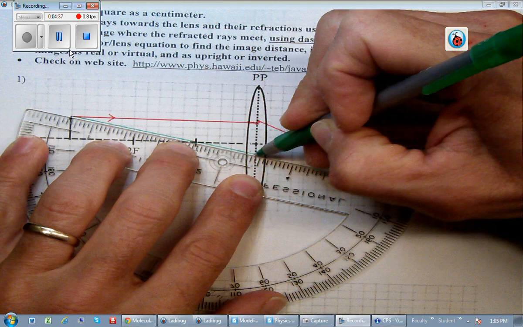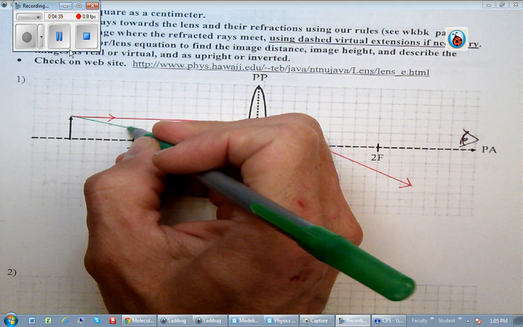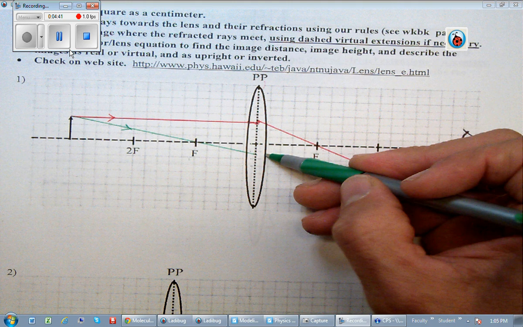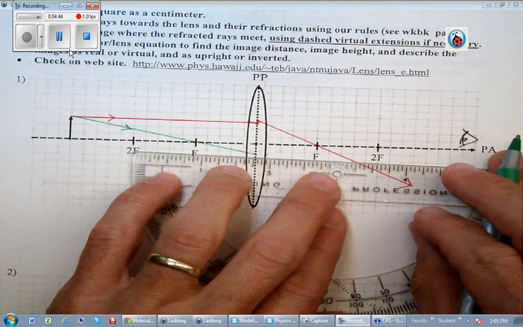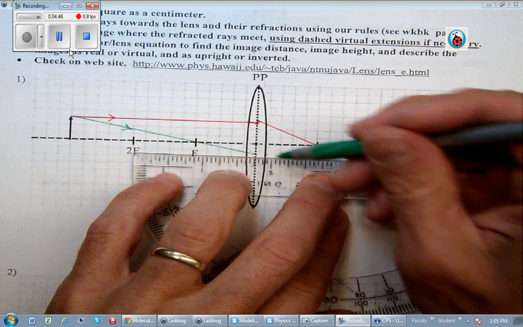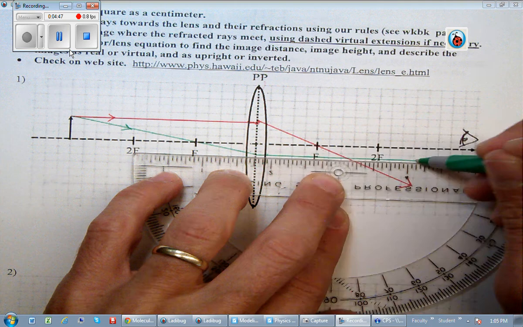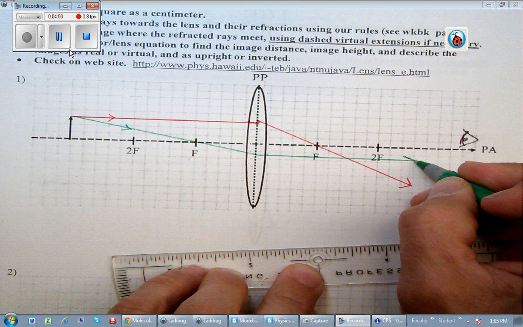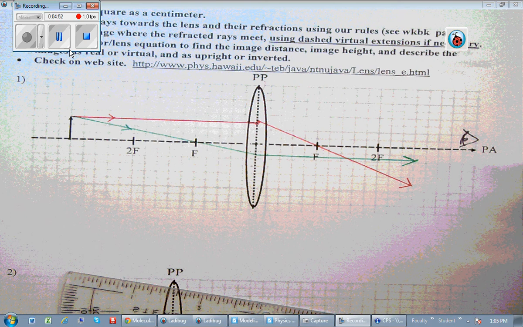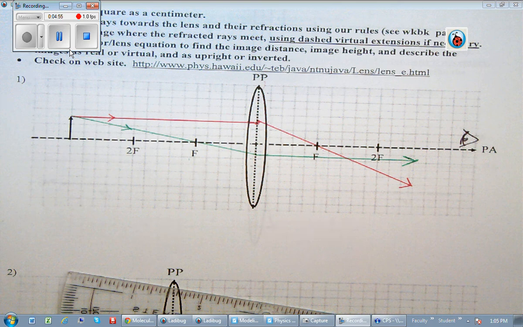And then it will bend also towards the normal, and then on the way out it'll bend away from the normal. But the net effect is that it all bent one time in the middle, and it comes out parallel to the principal axis. And so it looks like that. So that's how we apply rule number 2.